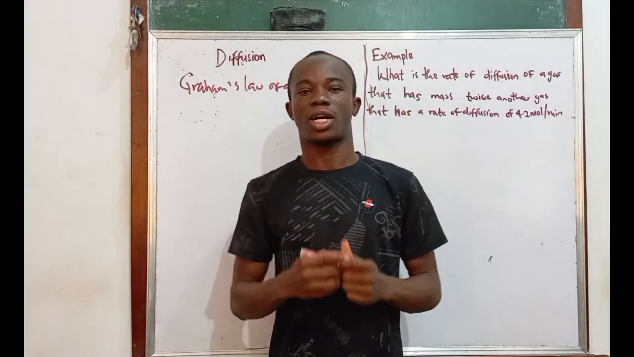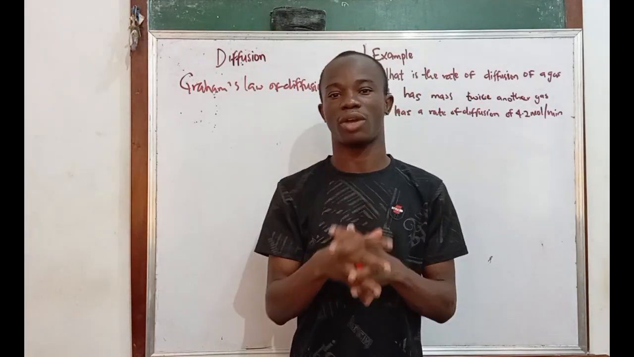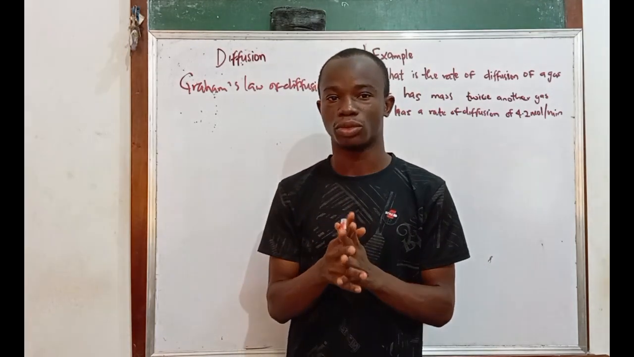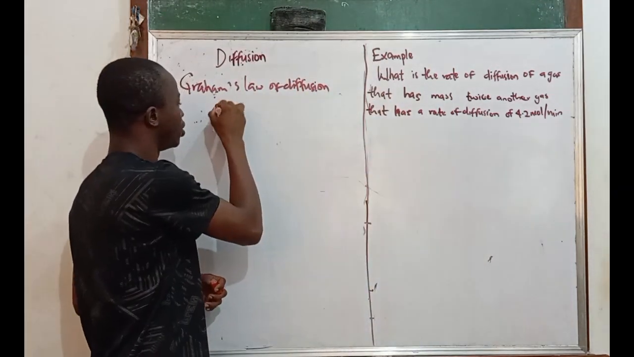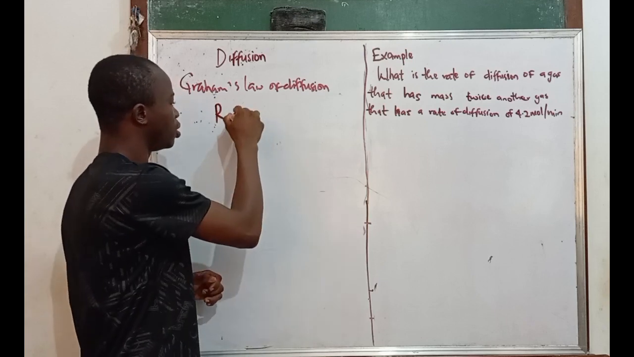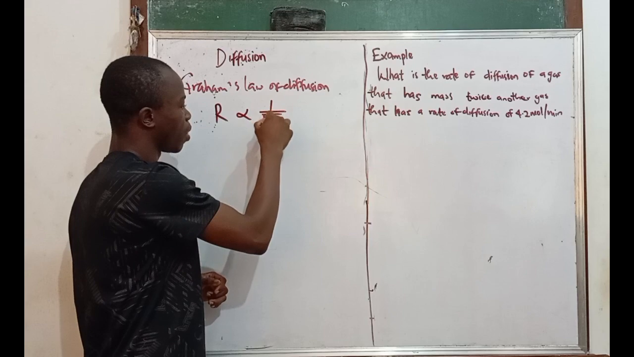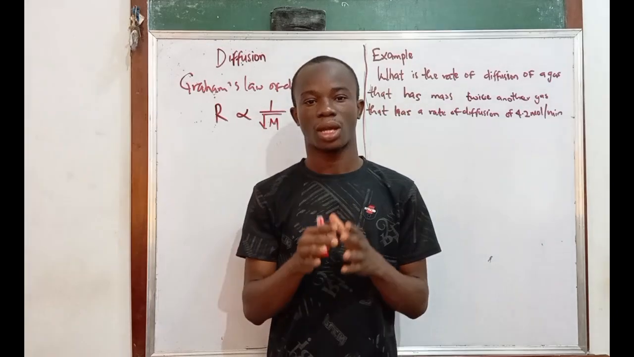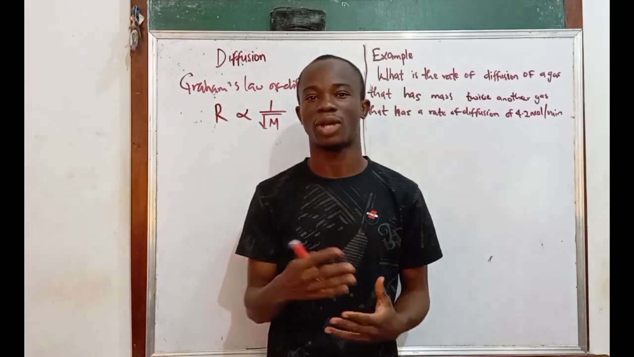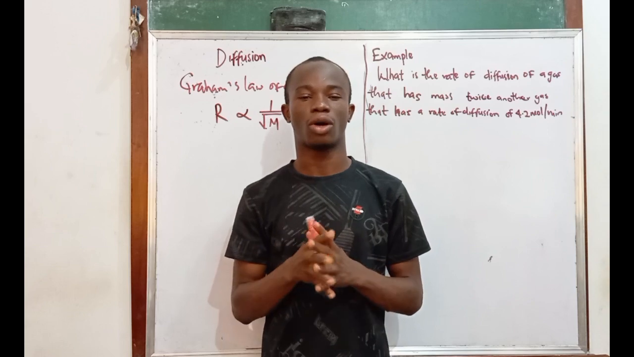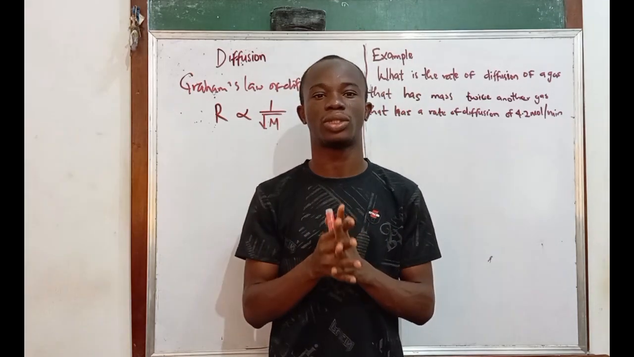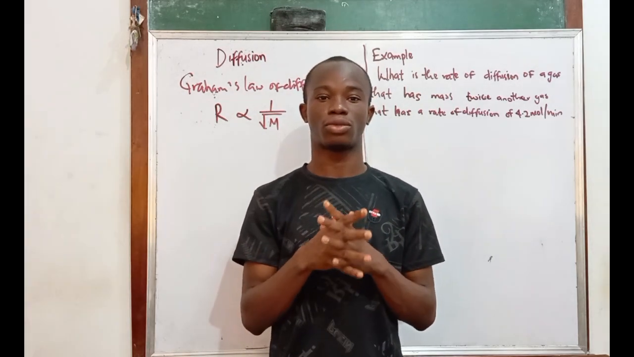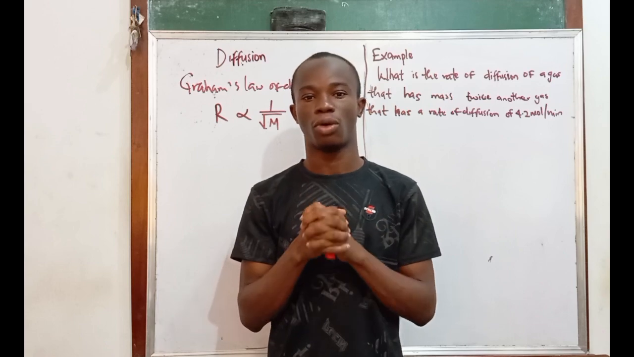Graham's law of diffusion states that the rate at which molecules diffuse is inversely proportional to the square root of the relative molecular mass of the molecule. That is, R, which is the rate of diffusion, is inversely proportional to the square root of relative molecular mass. And this implies that as relative molecular mass increases, the rate of diffusion tends to decrease. We can also infer that large molecules will tend to diffuse slower compared to very small molecules.